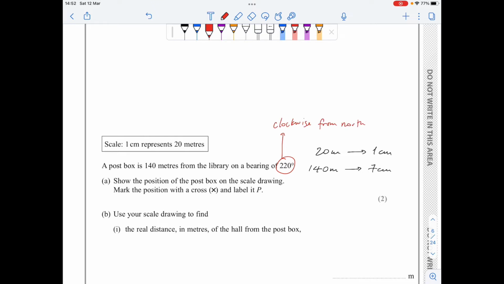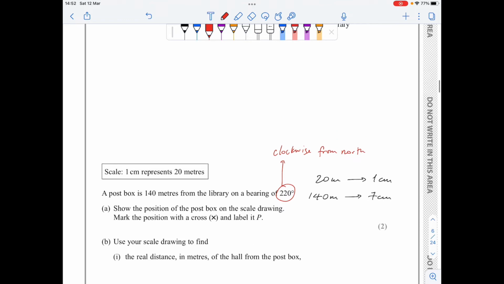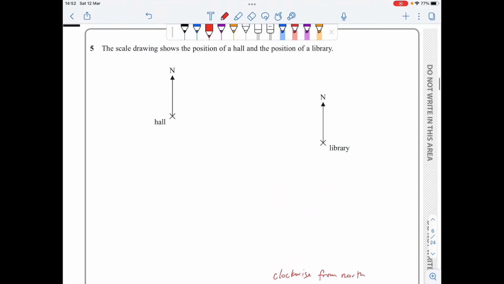If your protractor only goes from 0 to 180, then you can use 360 minus 220, which is 140 degrees anticlockwise from the north. So let's go and draw this line. Once you draw this line, take your ruler and measure a distance of 7 centimeters. And that's where point P is located.